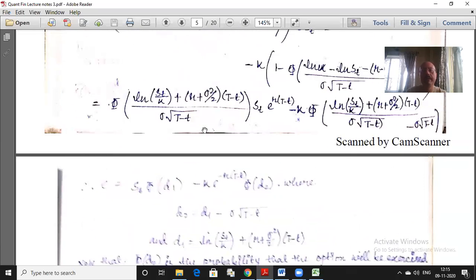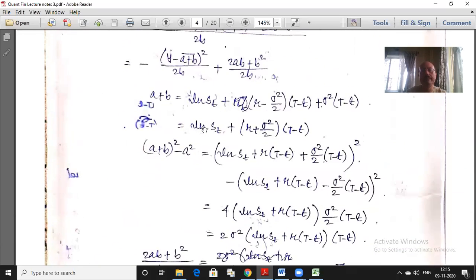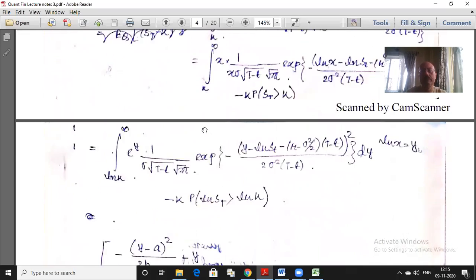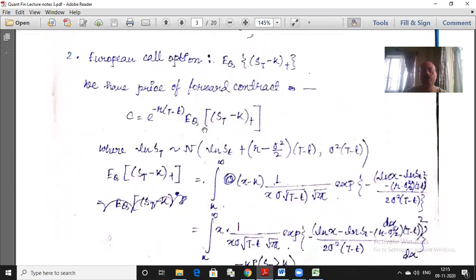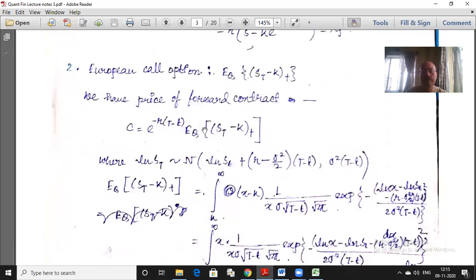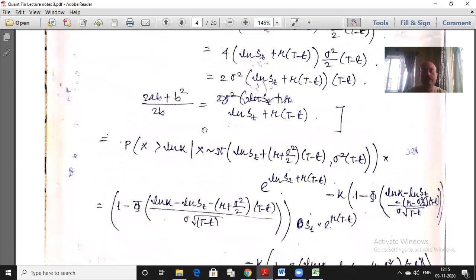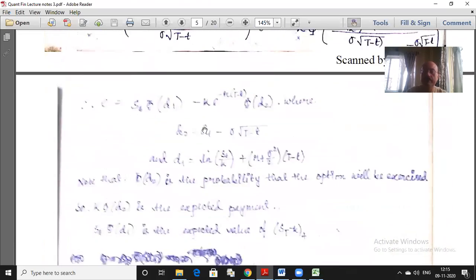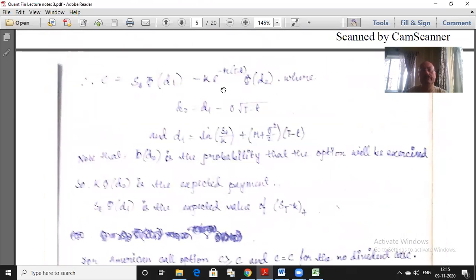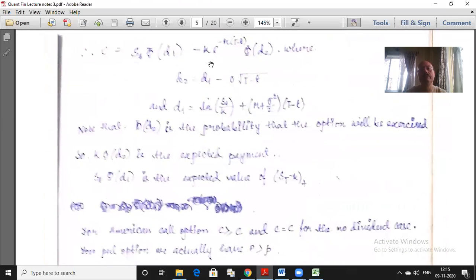So recap, first of all, you should check and satisfy yourself that for the European call, whatever calculations are required, they will give you this result. This is the final result for the European call. That is one thing that you should check later. It's a bit of boring calculus, but not very complicated.